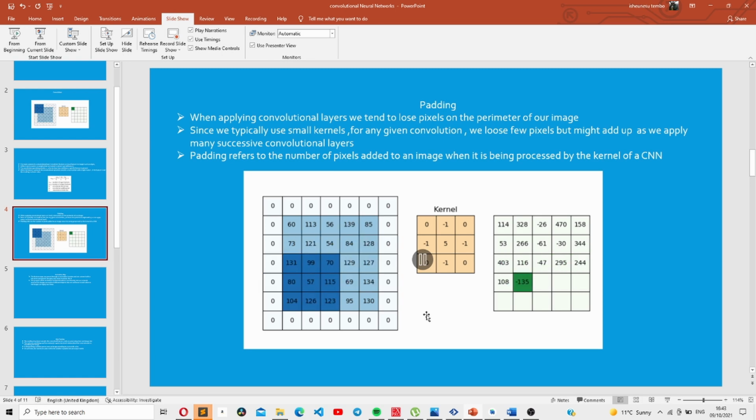There are two types of padding. We have valid padding and we have same padding. Valid padding simply means that there is no padding. Whatever deep learning library you are using, when you see it written valid padding, just know that there is no padding, right? But same means that we want the output of our convolved image to be the same as the input, right? I hope you got that. We want the output of our convolved image to be the same as the input.